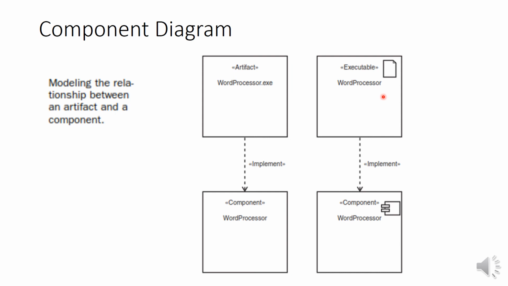Another way is to include executable as a stereotype, as artifact is an executable file, and with the same dotted line represent the relationship between them. And in component include the UML 1.x symbol of component as well.